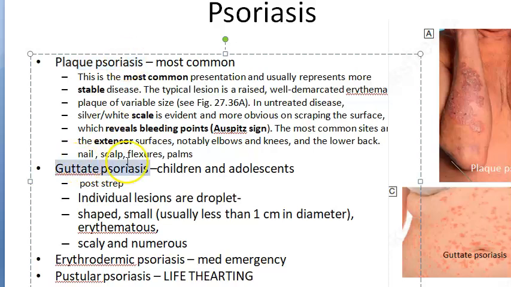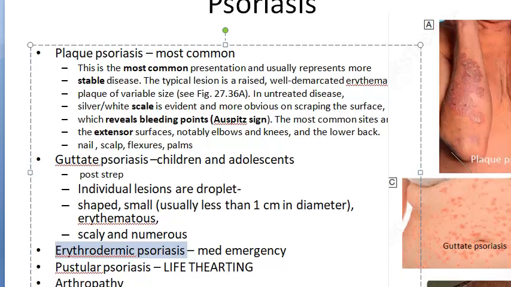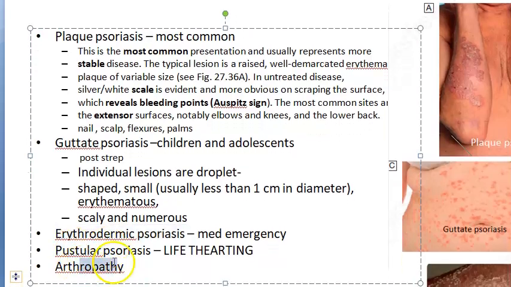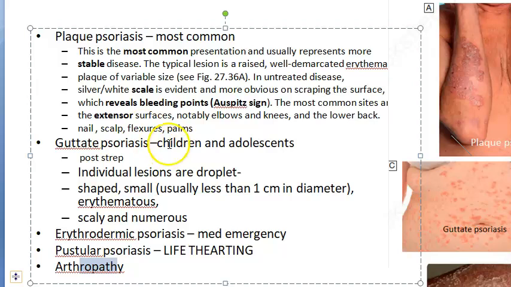Plaque psoriasis, guttate psoriasis, erythrodermic psoriasis, pustular psoriasis, and arthropathy. Okay, can you see this? Plaque psoriasis, guttate psoriasis, erythrodermic psoriasis, pustular psoriasis, and arthropathy. Okay, now in this, you'll start explaining plaque psoriasis.